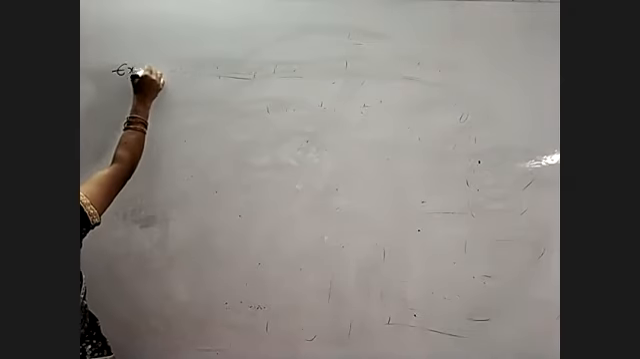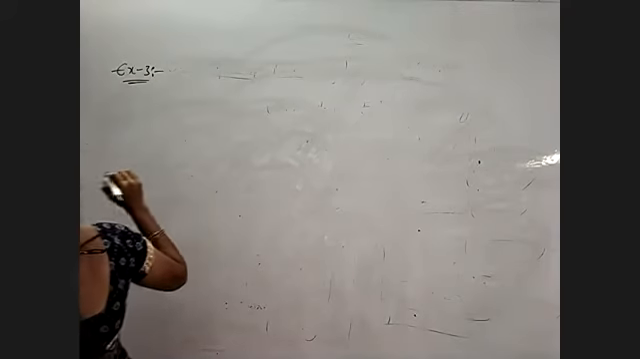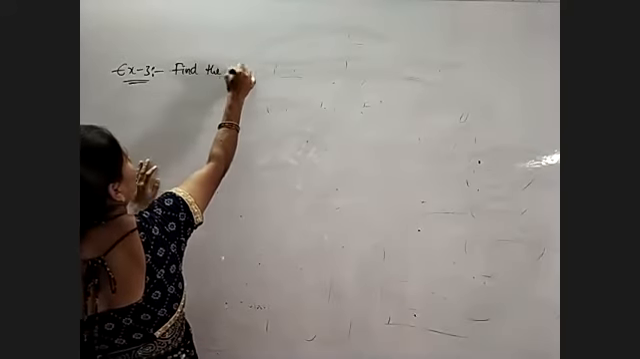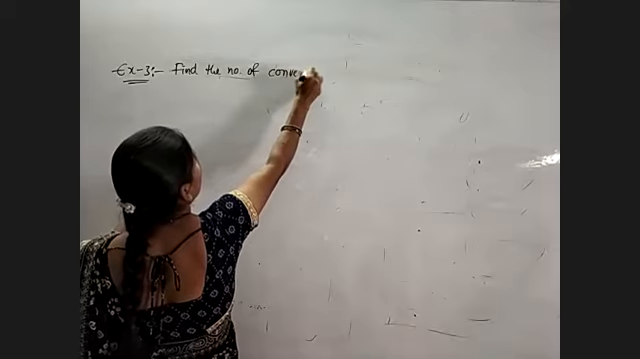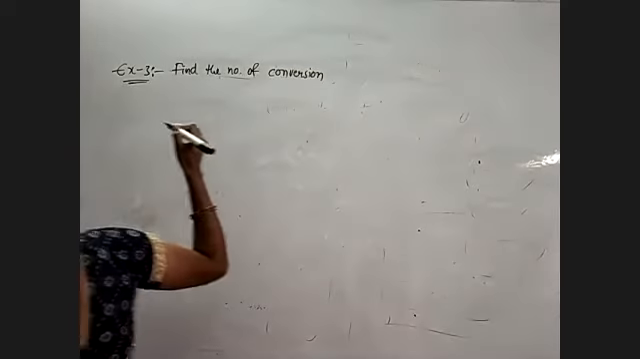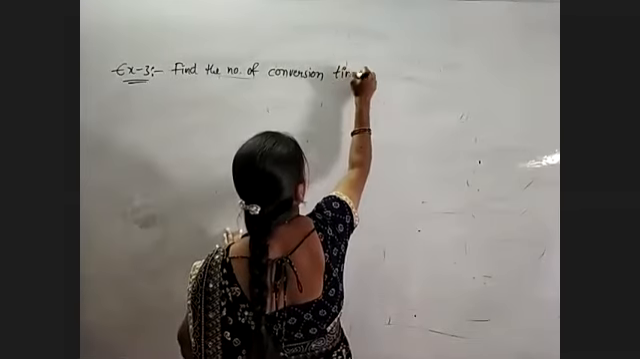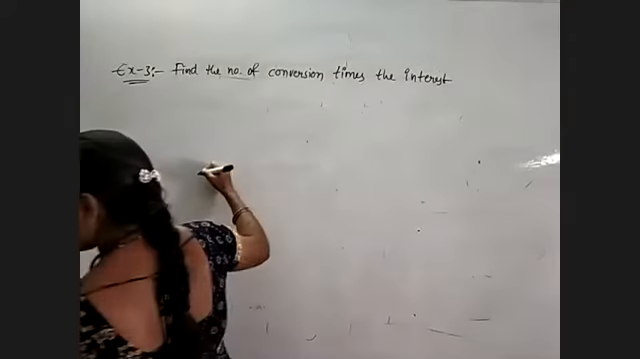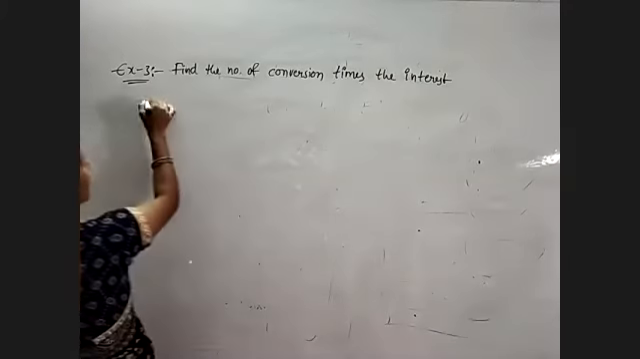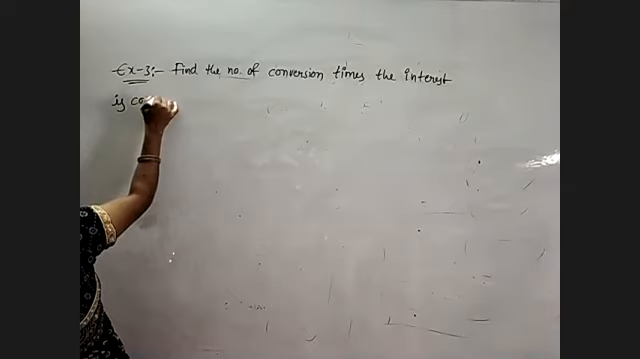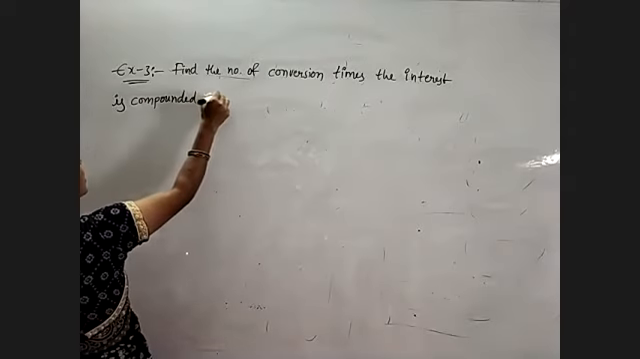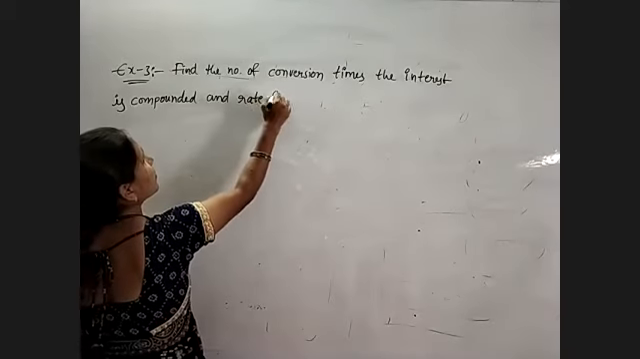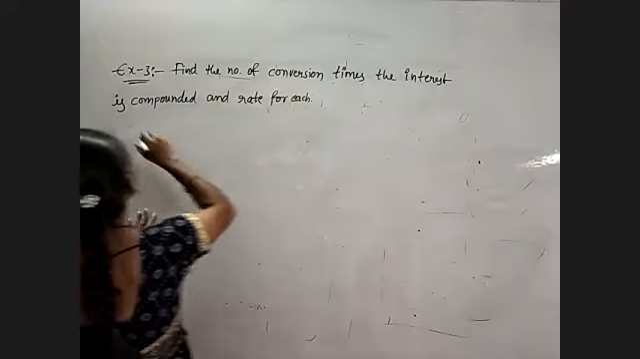Now coming to example 3. In this, they are mentioning: find the number of conversion periods, that is, the number of times the interest is compounded, and the rate for each. And here the situations are given.